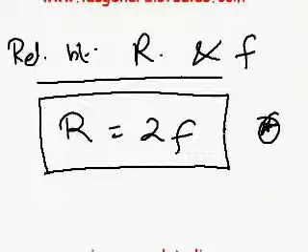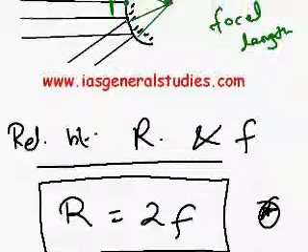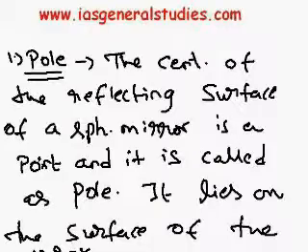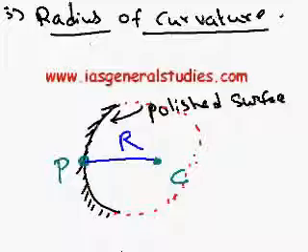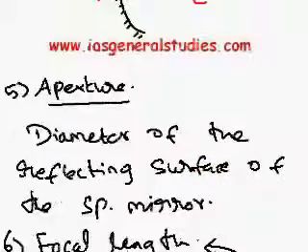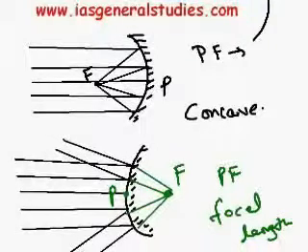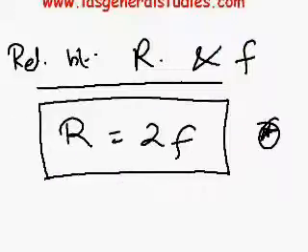So this may be our prelim question. So we have to understand the relation and we have to remember. Okay. So all the terms we have discussed here regarding the spherical mirror, pole, center of curvature, radius of curvature, principal axis, aperture, focal length, for both the mirrors I have put the diagram. And we have discussed the relation between radius of curvature and the focal length. Clear?